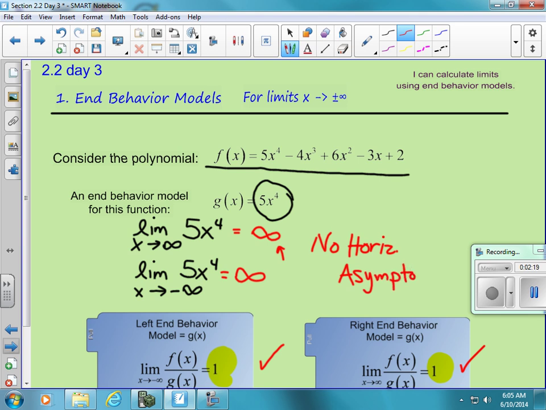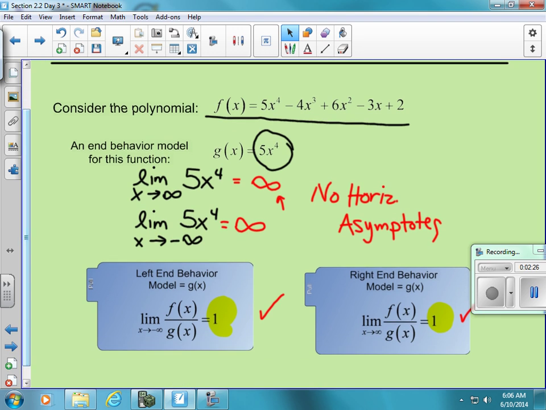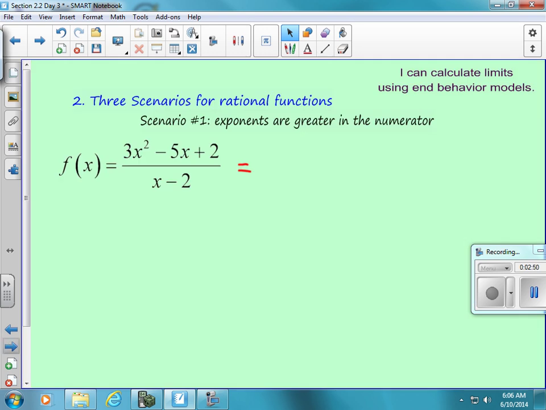Now, down here in these two little boxes at the bottom, this is shown in your book, I believe. It says that when the end behavior model is in the denominator with the function on top, the quotient should always equal 1, and that's how you can prove that it's a left-hand behavior model if it's going to negative infinity, or a right-hand behavior model if x is going to positive infinity. All right, we're going to look at 3 scenarios: one where the exponent's greater in the numerator, one where the exponent's greater in the denominator, and one where they're equal.